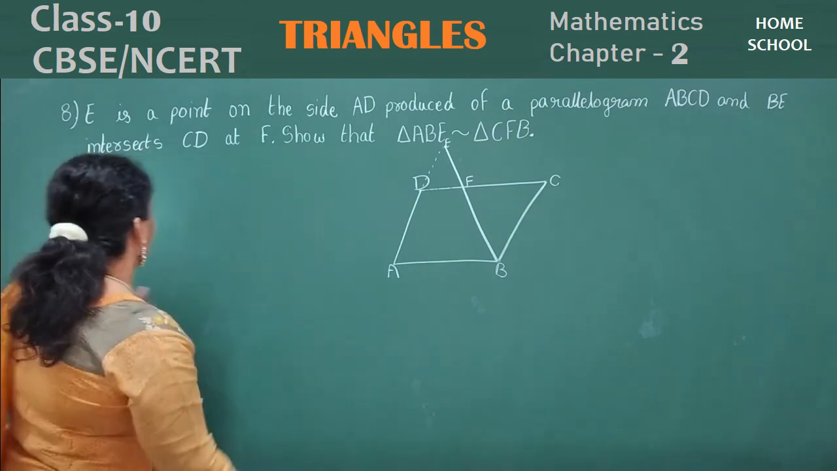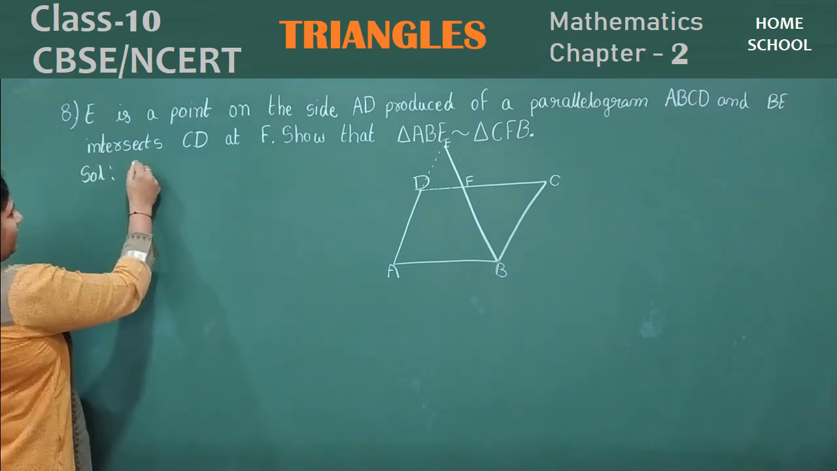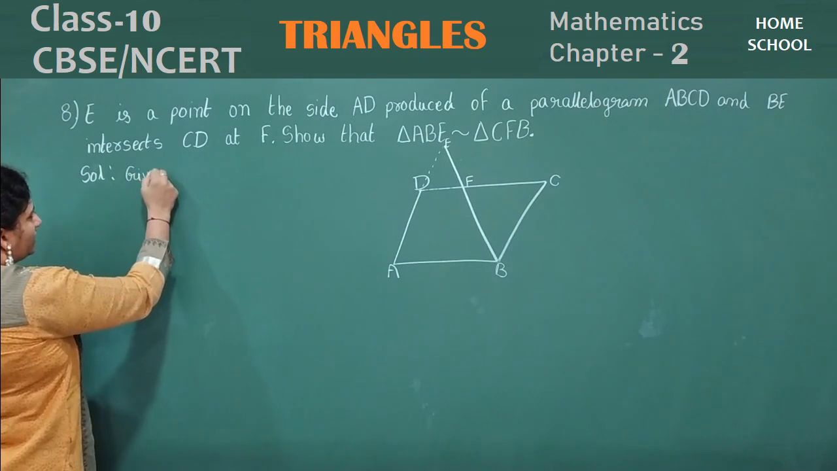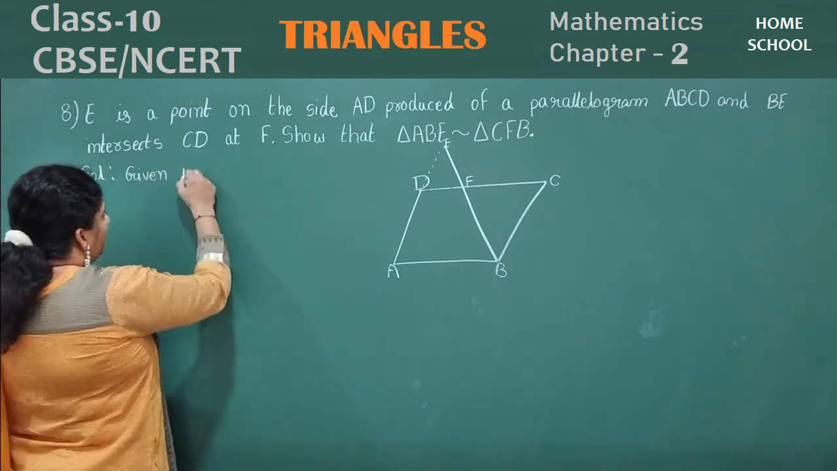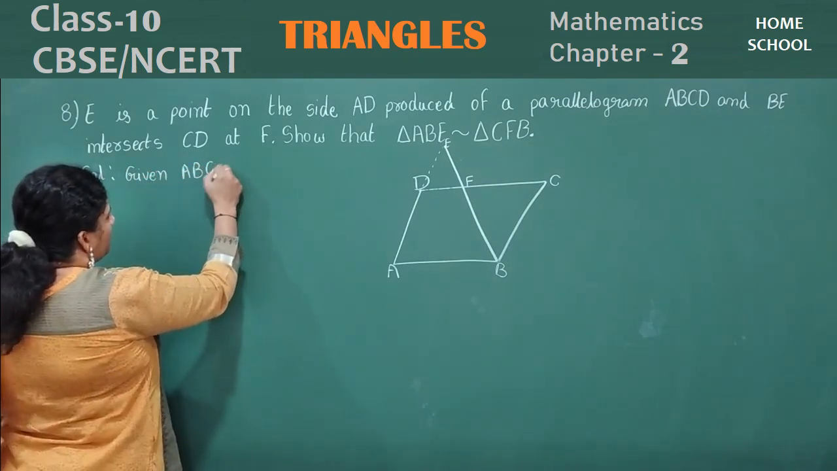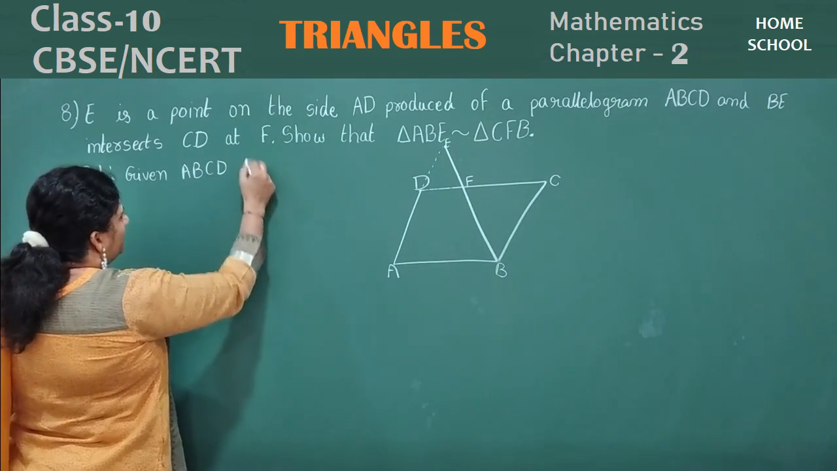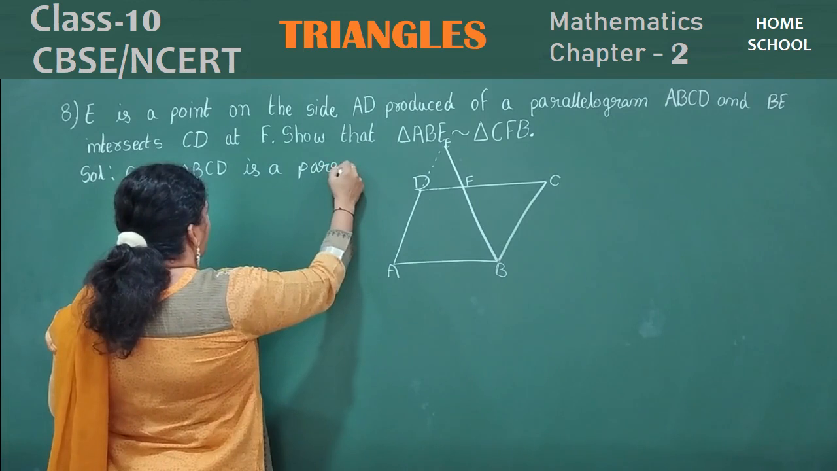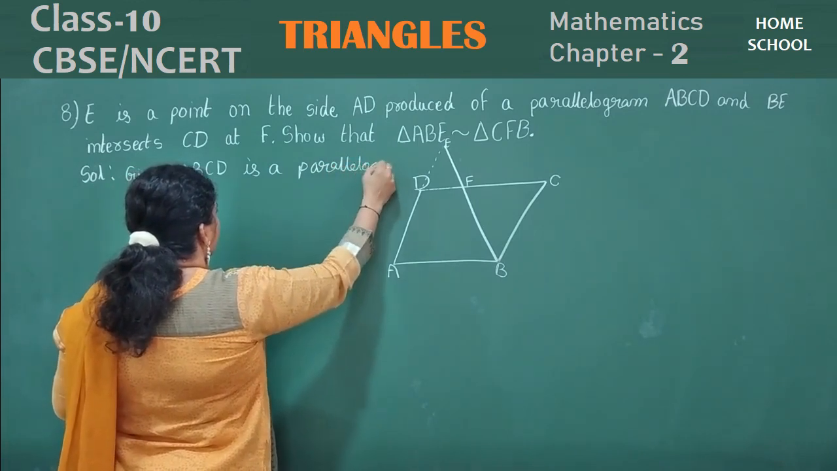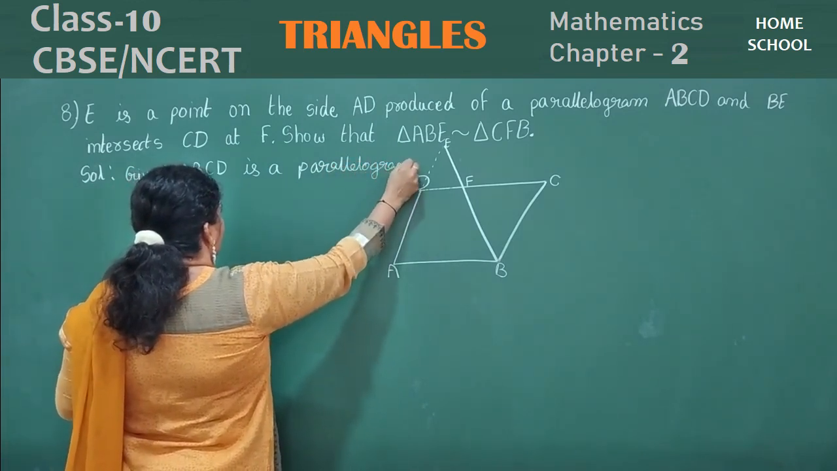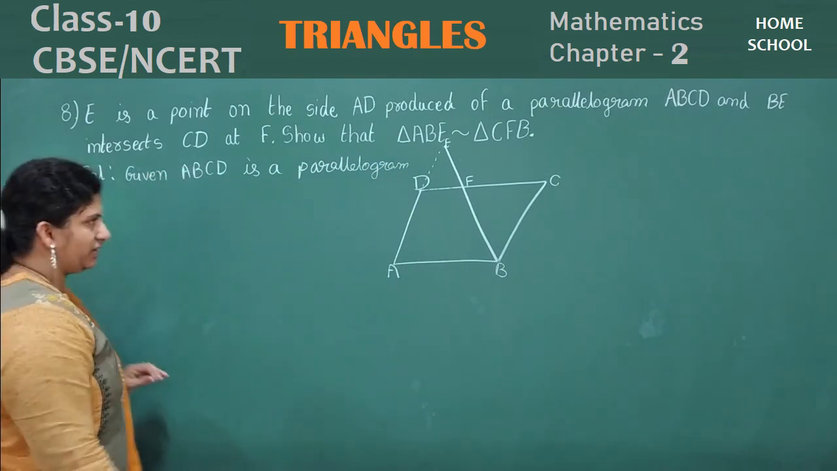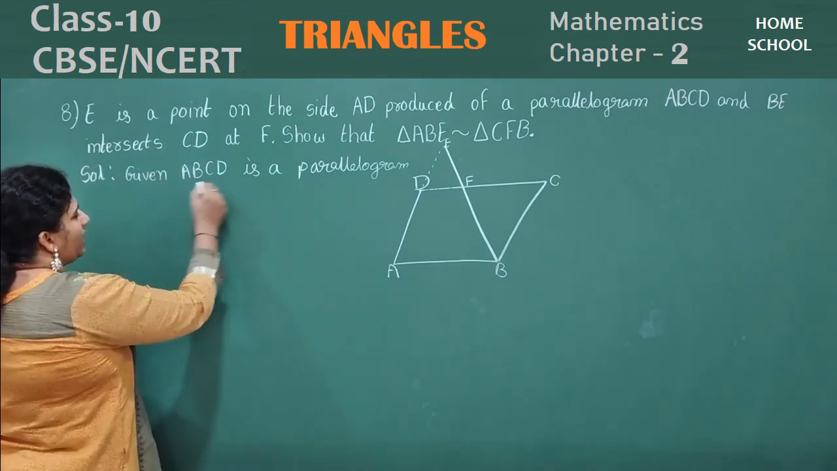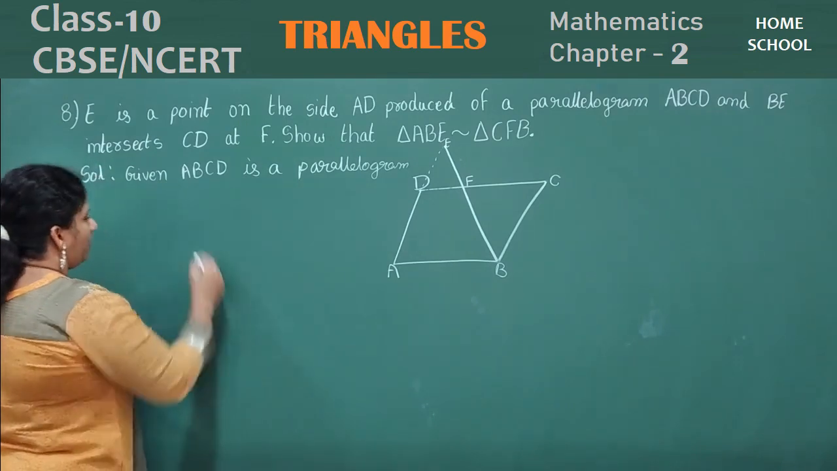Okay, let's start our proof. Given data. What is the data, children? Always we start our problem with the given data. Given: ABCD is a parallelogram.